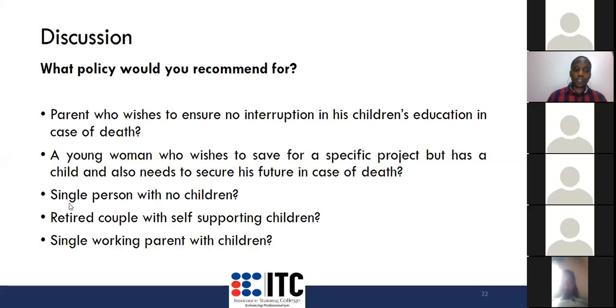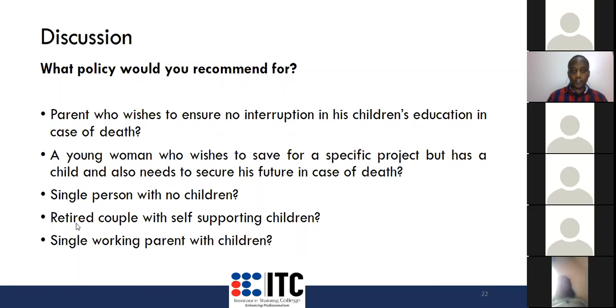So when we have a single person with no children, it means this person has dependents who are not children. I don't know what you guys would go for, given the three generic products that we have gotten to know. So you have a single person with no children. Does anyone want to answer that?